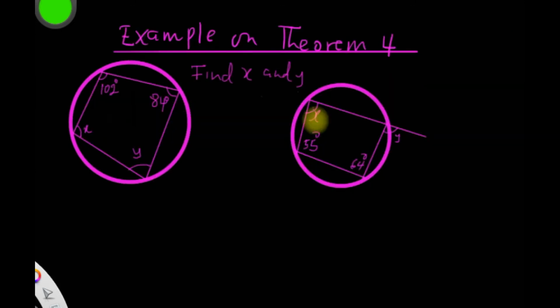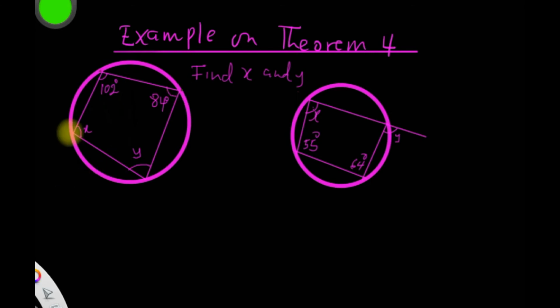Okay, viewers, we are still on theorem 4. So we are looking at these examples on theorem 4. We are asked to find x and y in this diagram. Okay, fine. So what do you see here? This is a circle, and this one is a quadrilateral inscribed in the circle, where all 4 vertices are touching the circumference of the circle.